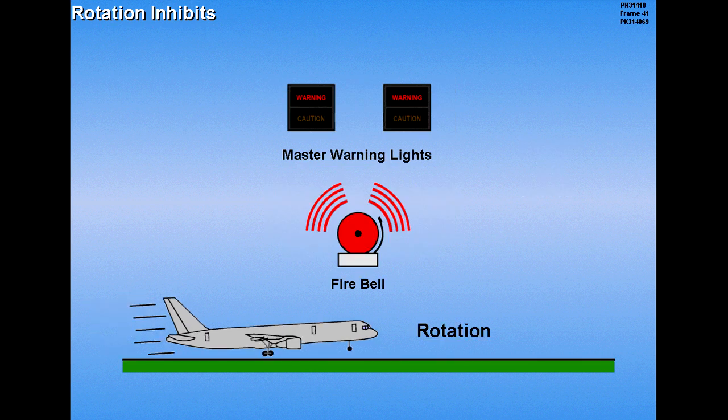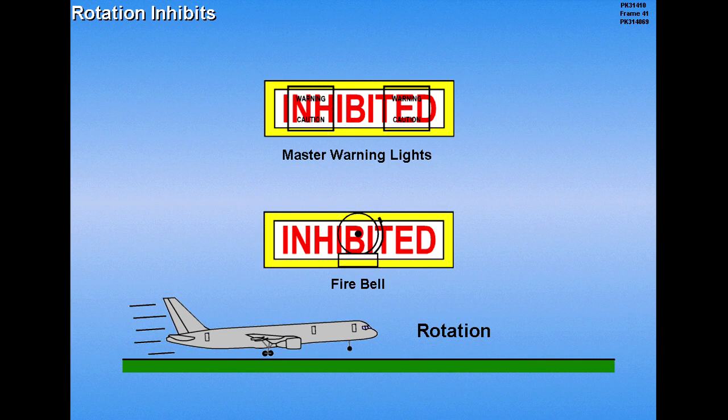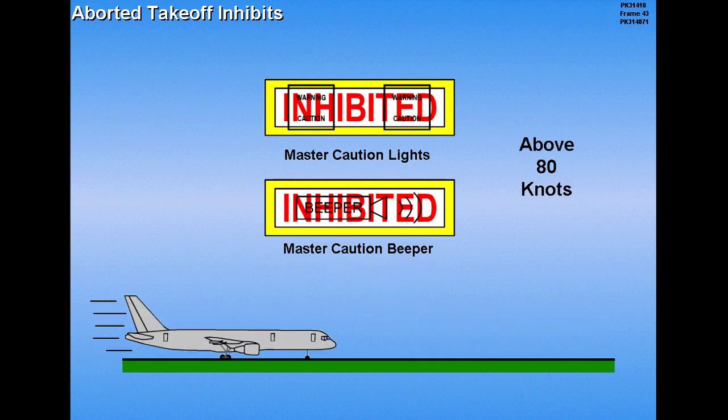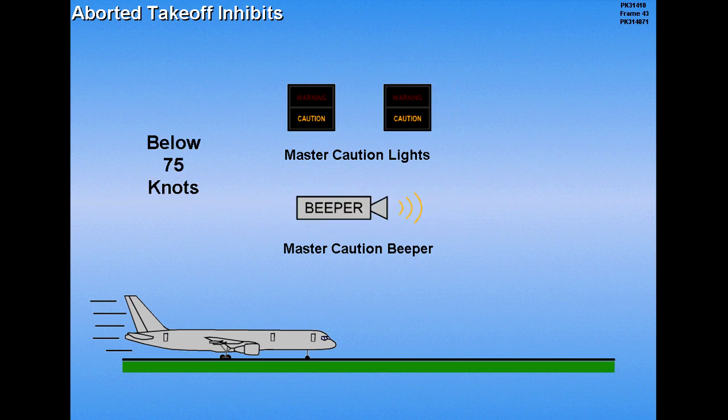At rotation, the master warning lights and the fire bell are inhibited to prevent distractions during the initial climb. These caution and warning inhibits remain in effect for 20 seconds after rotation, or until 400 feet radio altitude is reached. Should an aborted takeoff be initiated above 80 knots, the master caution lights and the beeper remain inhibited until the aircraft slows to below 75 knots.